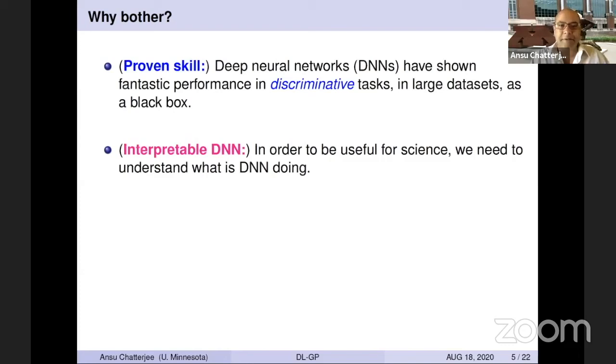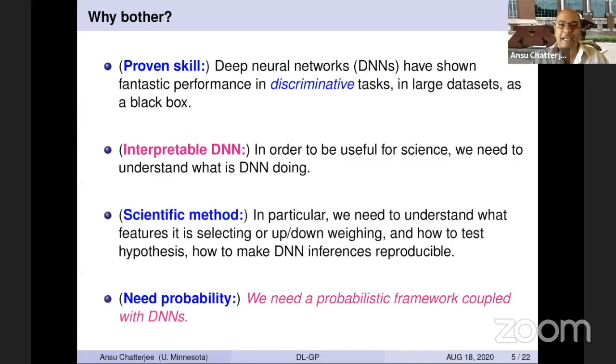And so here's a bit of an entry into that world. In order to help us understand what's happening inside a deep neural network, we need to be able to relate that to the scientific method. We need to understand what kind of features it is picking up, or upweighing or downweighing. Also, this is something that Arindam brought up, and Laura, of course, brought up: we should be able to do more science, and understand more than what we had put into the deep neural network.